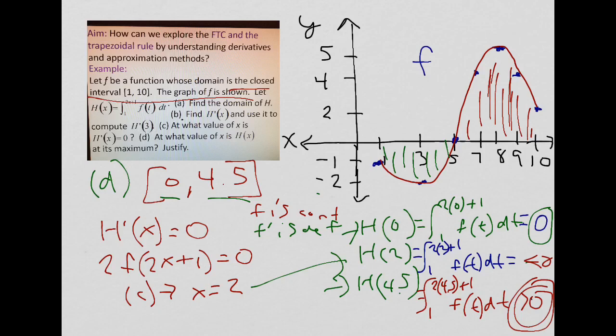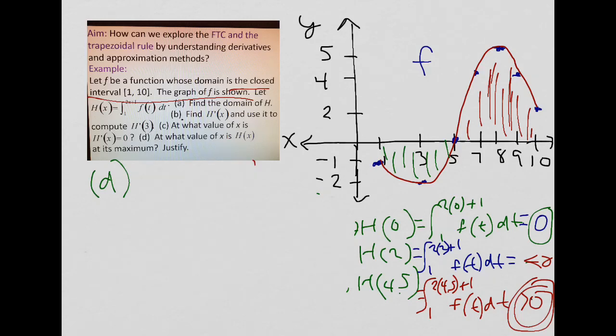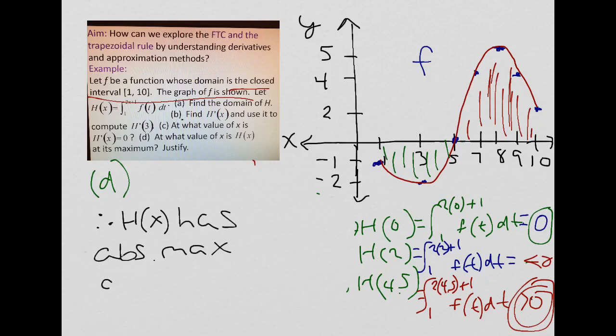And I think I ran out of space to write it. So I'm going to erase a little bit of this to write this out. Okay, so therefore, h of x has an absolute max at x equals 4.5. And our justification was the process of doing all of those steps. Okay? And that's it. We're good to go. So good luck.